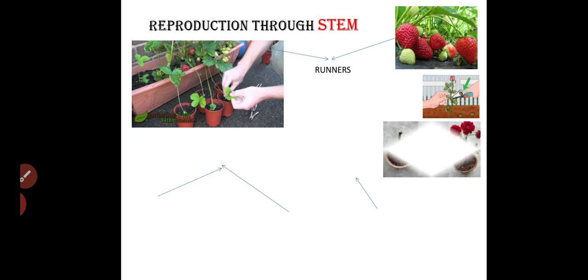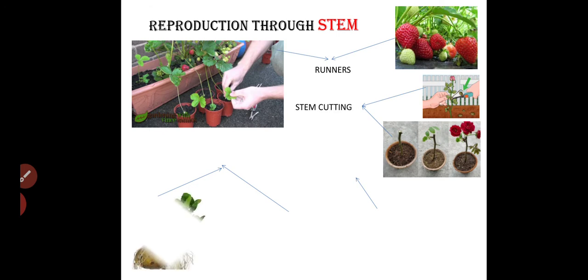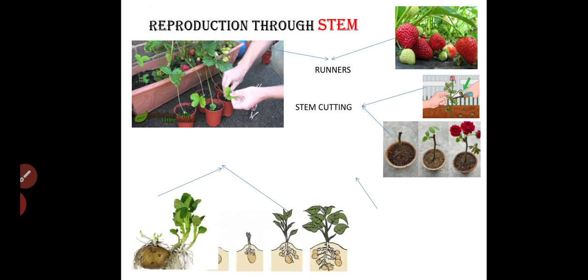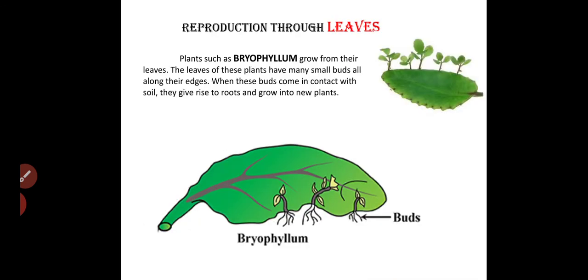And here you can see the rose stem cuttings, which grow as a new plant through stem cutting. And here the tubers produce a plant. And the next one here is ginger. You can observe, we call it a rhizome.